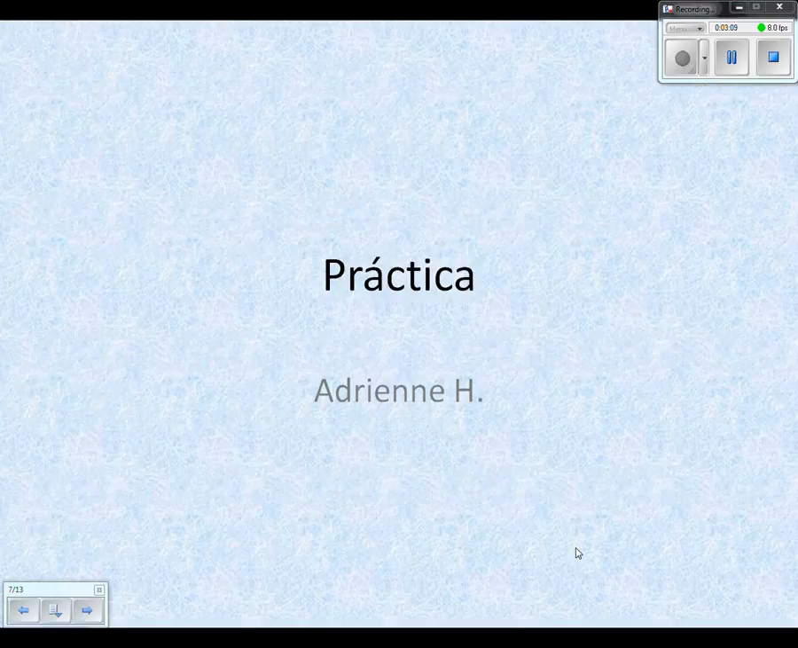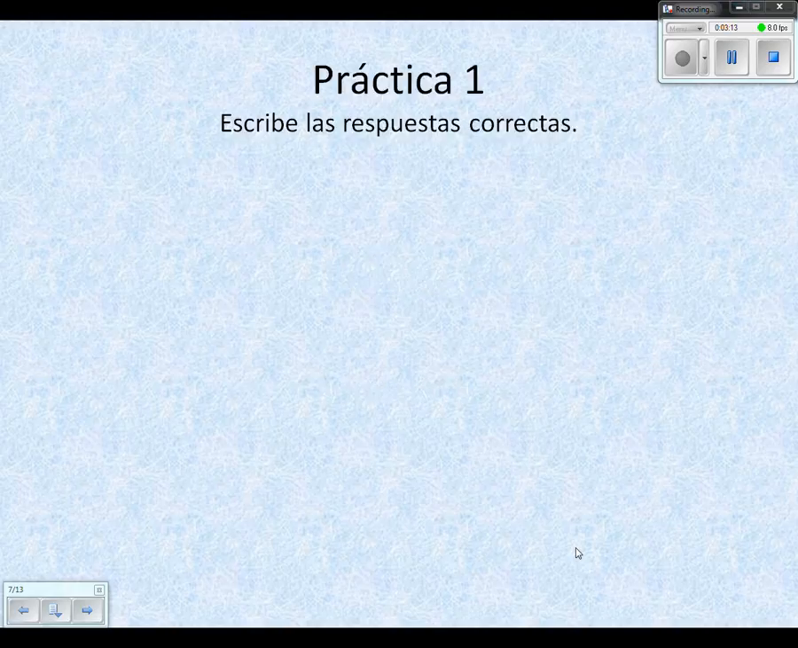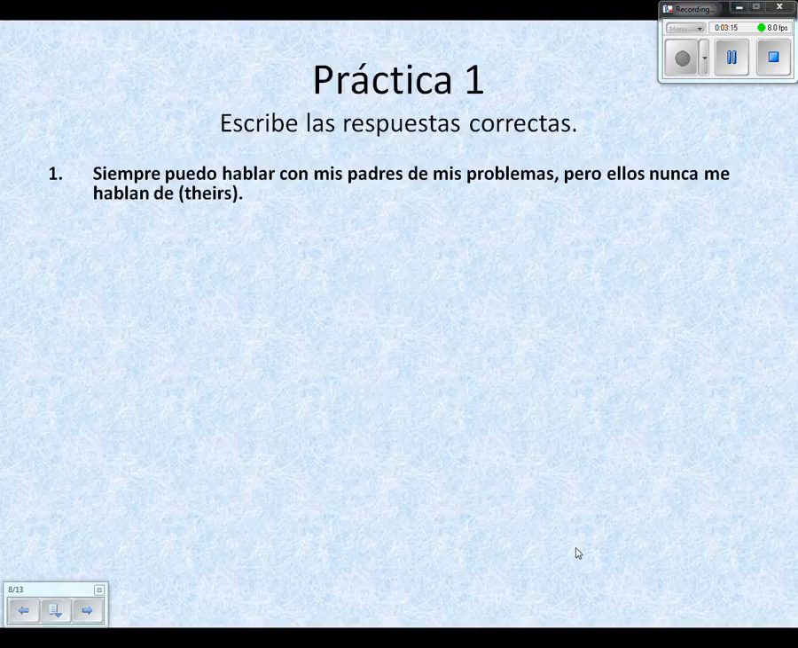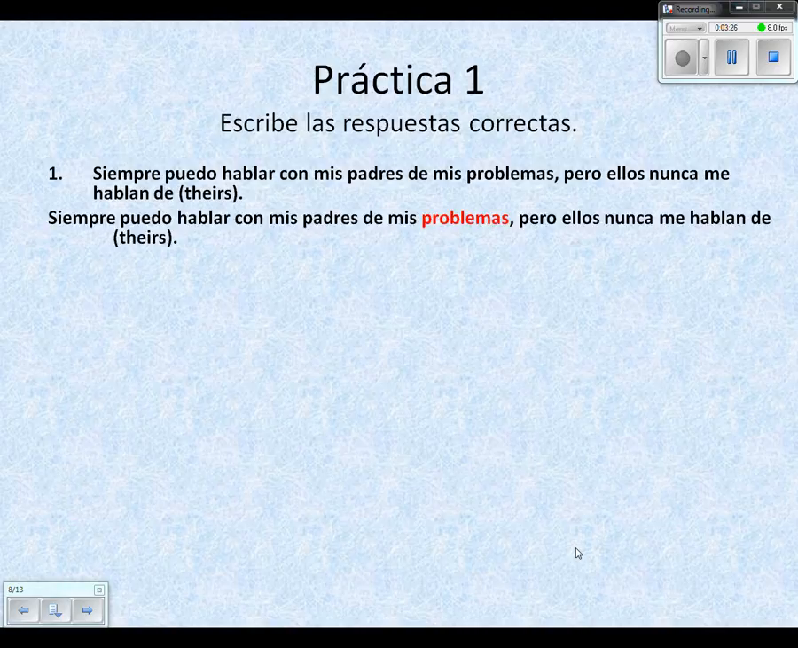Okay, and now we're going to move on to some practice. So please follow along on your paper while we go over the practice sentences. Number 1. Siempre puedo hablar con mis padres de mis problemas, pero ellos nunca me hablan de theirs. So first thing, you need to find out which noun is being replaced. So the noun here is problemas. So we know that that's masculine because it's irregular, and it's also plural. We also don't have ser before it, so you need to include the el, la, los last. So here it would be los suyos because it's parents of my parents, they.